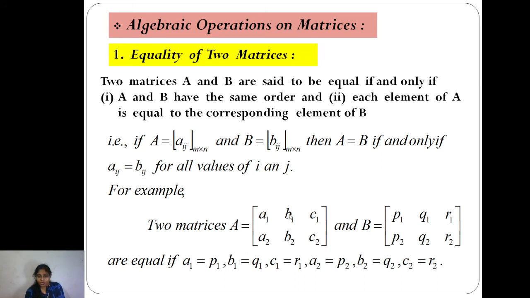For example, take two matrices, suppose A1 B1 C1 and A2 B2 C2. This is the order of the matrix. The order of each matrix is 2 by 3, that means the number of rows is 2 and the number of columns is 3. Capital B equals a 2 by 3 matrix, P1 Q1 R1, this is the first row, and P2 Q2 R2, this is the second row. They are equal if the corresponding elements are equal: A1 equals P1, B1 equals Q1, C1 equals R1, A2 equals P2, B2 equals Q2, C2 equals R2.